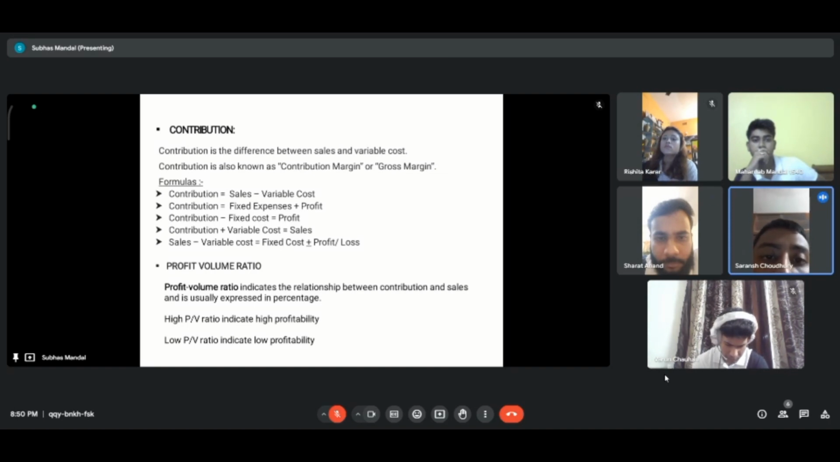Contribution minus fixed cost is equal to profit. Contribution plus variable cost is equal to sales. Sales minus variable cost is equal to fixed cost plus profit or loss.